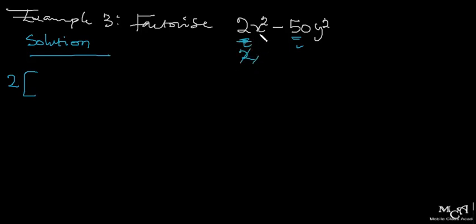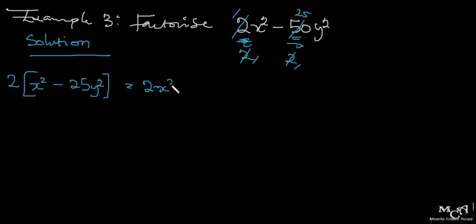So 2 goes here 1, 2 goes here 1. 2 goes in 50, 25, right? Now, the 2 we used to divide it, we put it outside. Then we have x squared minus 25y squared. If we want to expand this bracket, it's still going to give us what we have here. 2 times x squared is going to give us 2x squared, right? Minus 25 times 2 is going to give us minus 50y squared, just as what we have here.